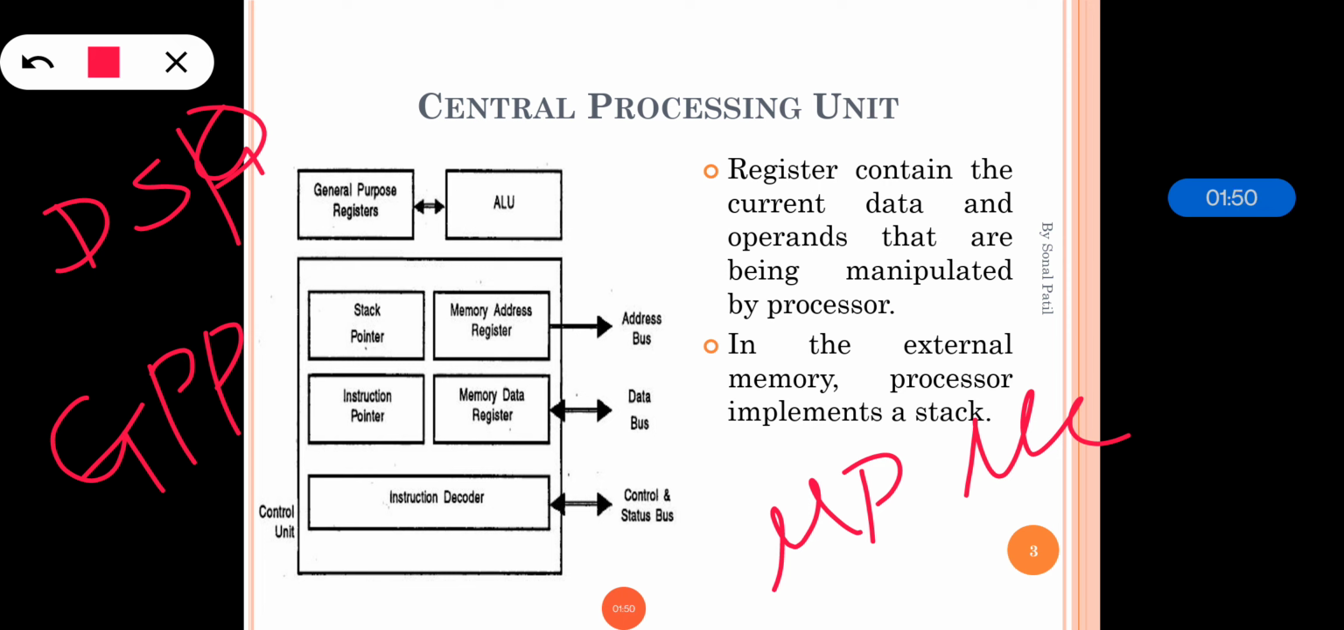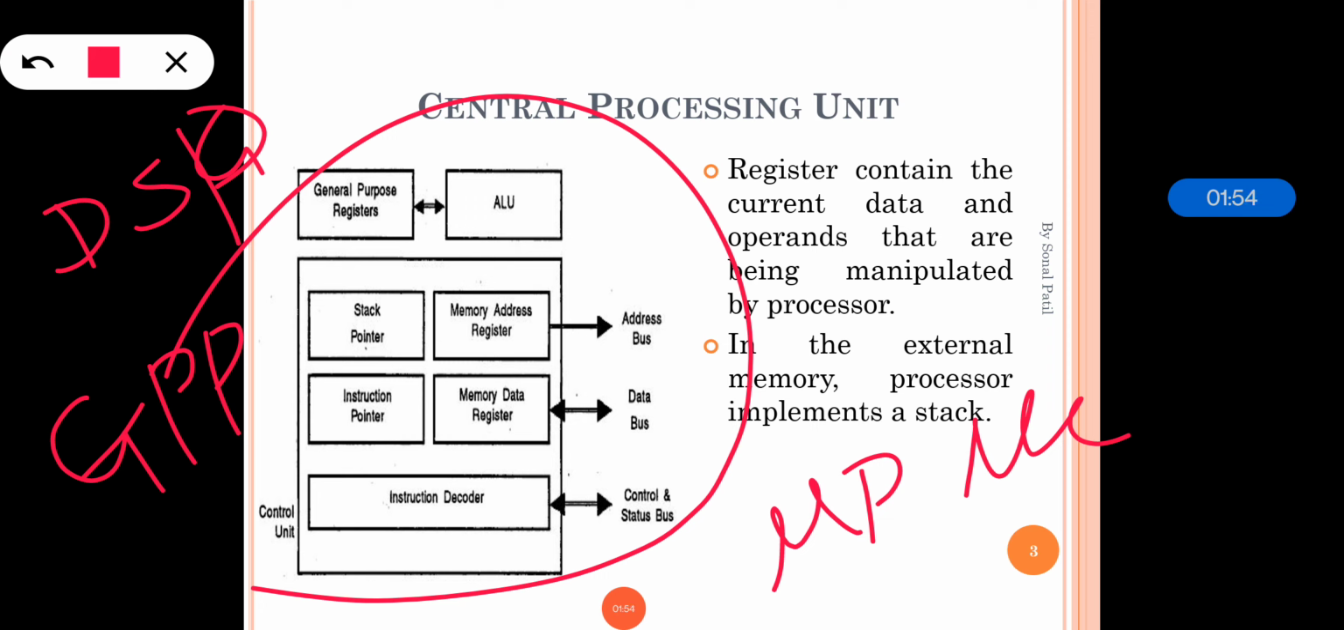The internal architecture of a processor is this. The CPU mainly contains the ALU, that is the arithmetic logical unit, which is responsible for performing arithmetic and logical operations. Then the general purpose registers, these are mainly present in the internal memory. The number of registers varies from processor to processor. The registers contain the current data and the operands which are being manipulated by the processor.